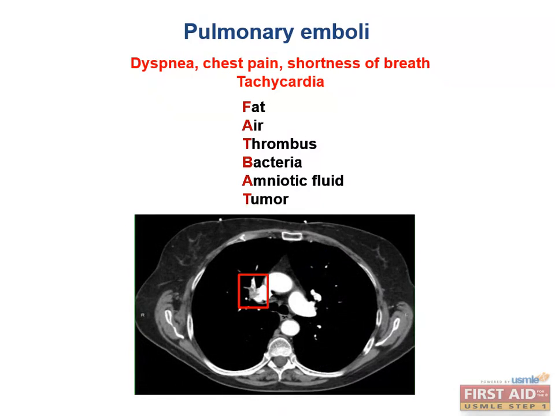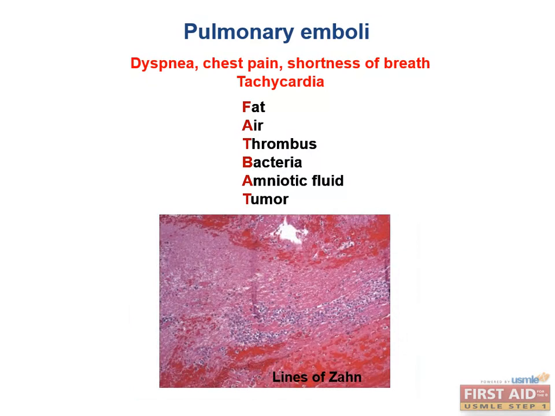Here is a PE that came from a femoral DVT in a 60-year-old male who presented with sudden death. This is a massive saddle embolus blocking the pulmonary artery, so you can see why this was a fatal event. You can also see that the clot was formed sometime prior to death, when you look at the stain. Here you see lines of Zahn, where you have pale layers of platelets mixed with fibrin alternating with darker layers that contain red blood cells.